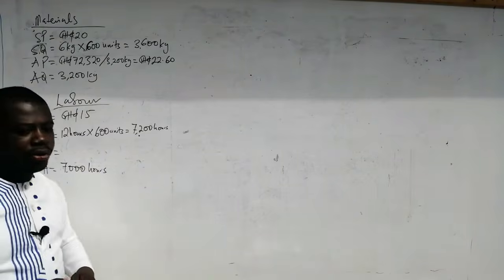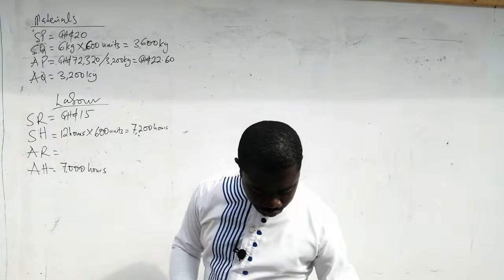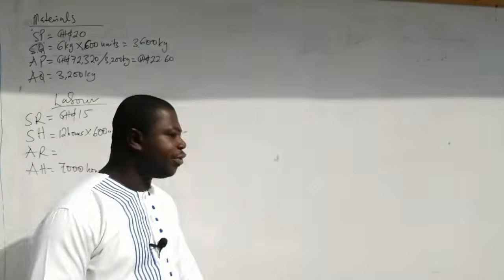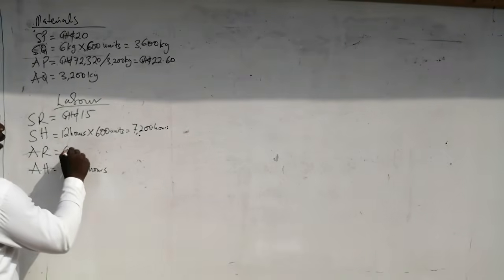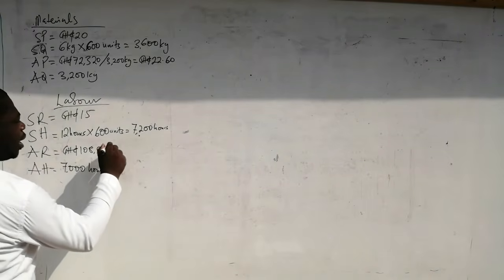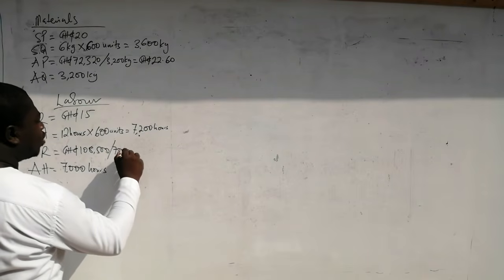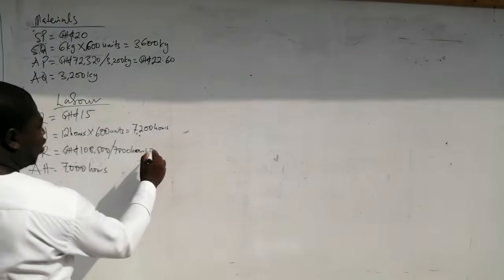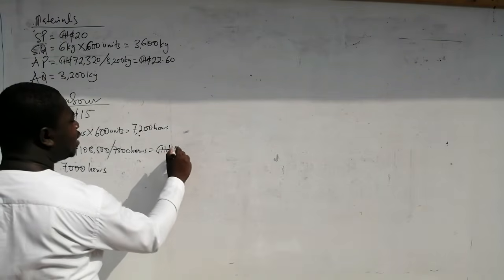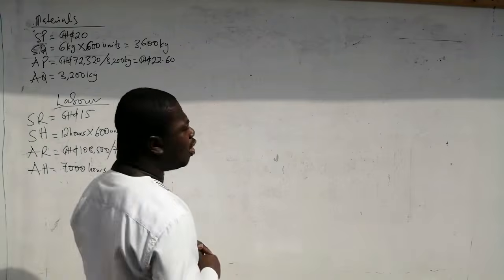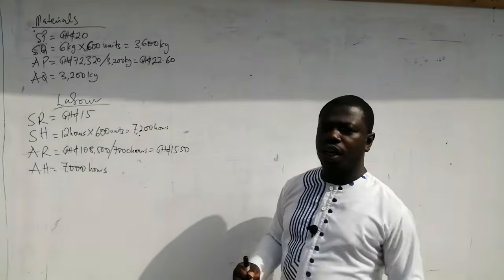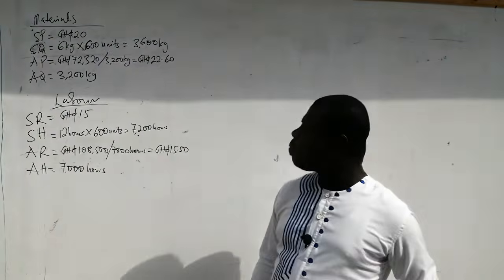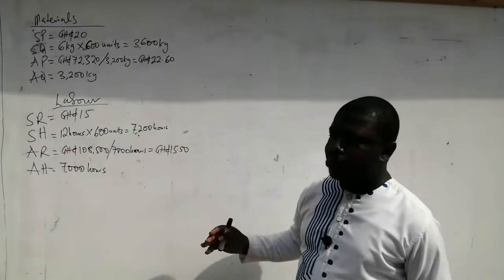Now when we come to the actual rate, we're not given the actual rate per unit. We're given the total cost of 108,500, and so we will divide 108,500 by the hours of 7,000, and that is going to give us the rate per hour, which is 15 cedis, 50 pesos. And so that is how we get the actual rate. We divide the total cost by the hours that incurred the cost, and it's going to give us the rate per hour. And so we are done with what I said is a very important outline.